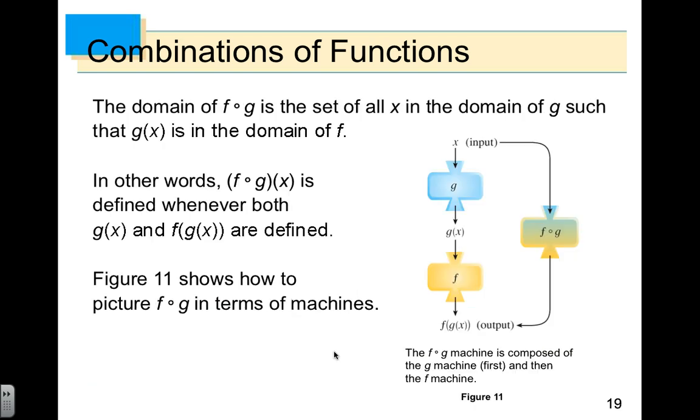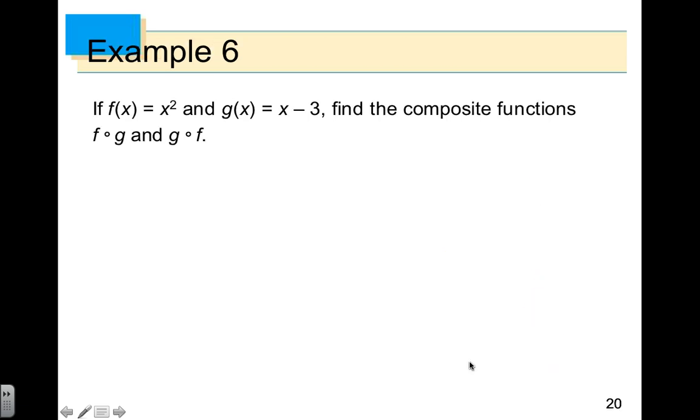So order matters. The domain of f of g of x is the set of all x in the domain of g such that g of x is in the domain of f. In other words, f circle g of x is defined whenever both g of x and f of g of x are defined. Figure 11 shows f circle g of x in terms of machines. We input x into the function machine g and we get g of x, and we take that value and input it into f, and so we get f of g of x.